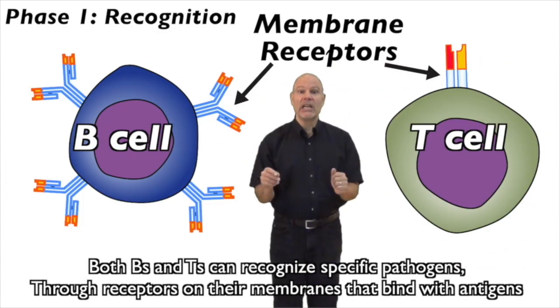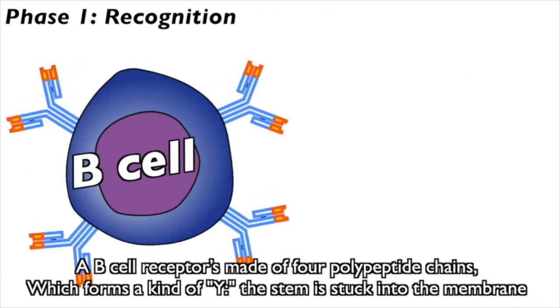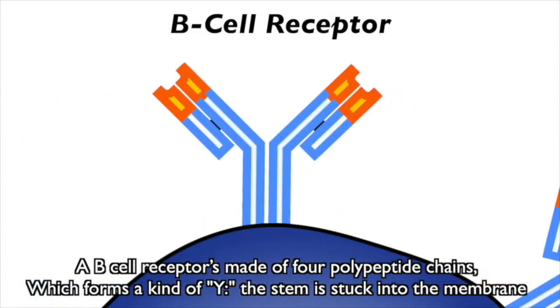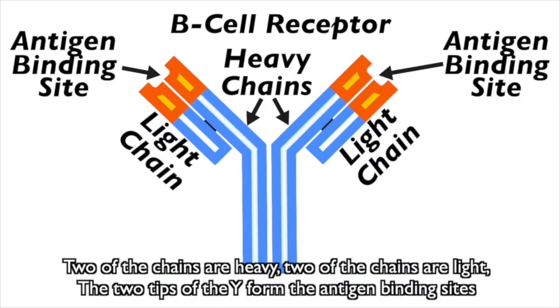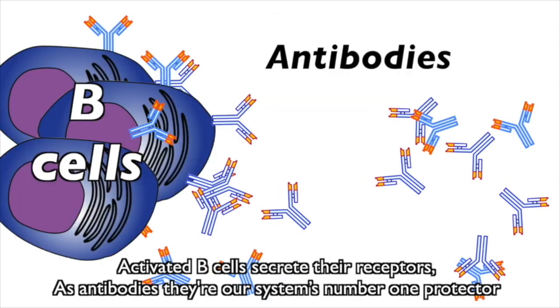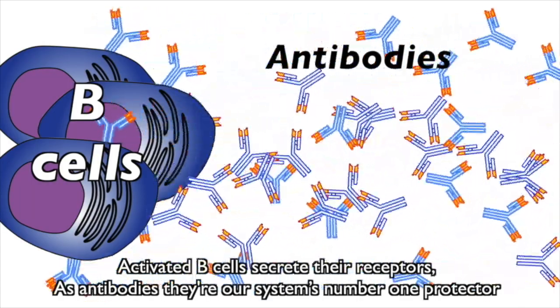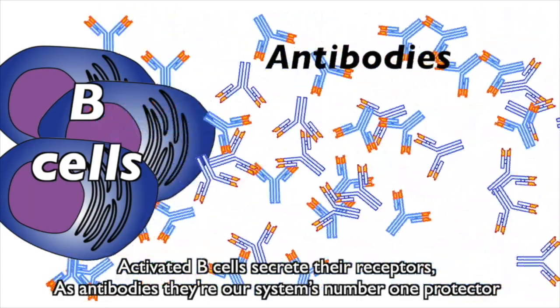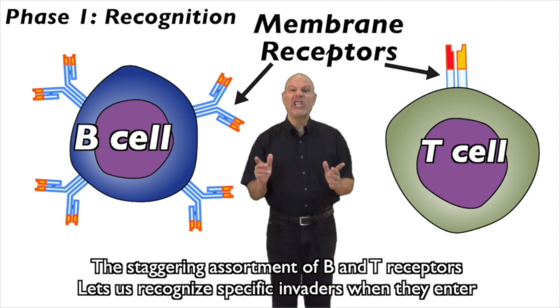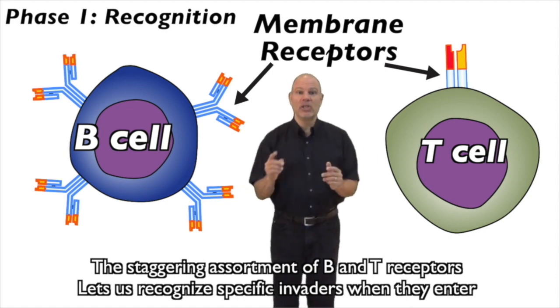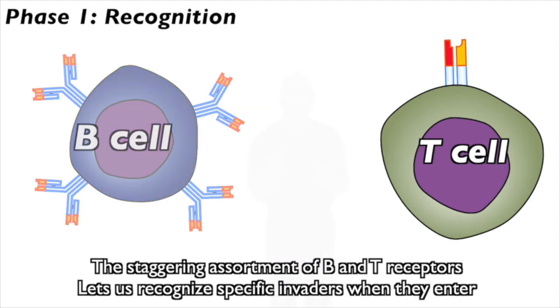Both B's and T's can recognize specific pathogens through receptors on their membranes that bind with antigens. A B cell receptor is made of 4 polypeptide chains, which forms a kind of Y, where the stem is stuck into the membrane. Two of the chains are heavy, two of the chains are light. The two tips of the Y form the antigen binding sites. Activated B cells secrete their receptors. As antibodies, they are the system's number one protector. Random recombining within B and T receptor genes generates amazing receptor shape diversity. The staggering assortment of B and T receptors lets us recognize specific invaders when they enter.